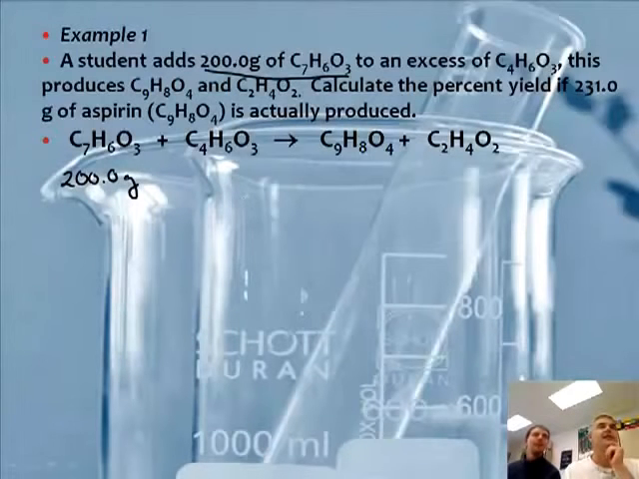Okay, and what else do we know? I have 231 grams of aspirin, the C9H8O4 compound. So this is 231.0 grams of this. That's how much is actually produced. So what's the percent yield?